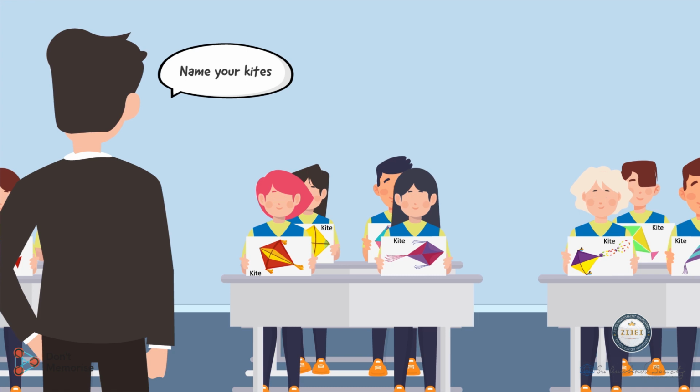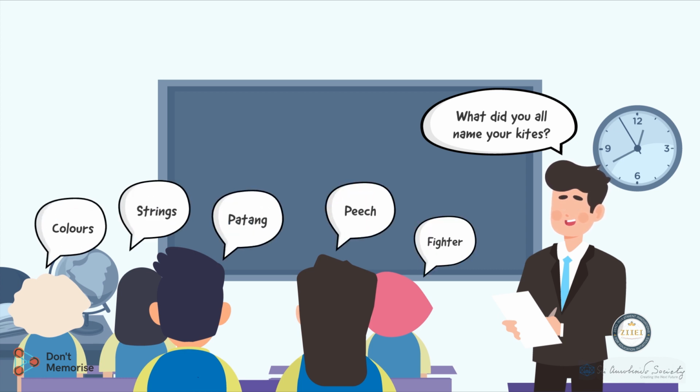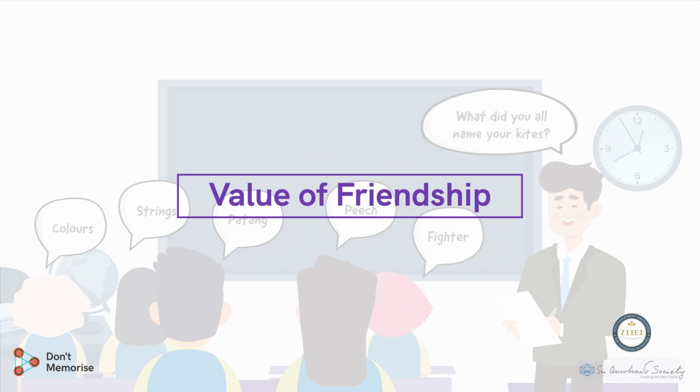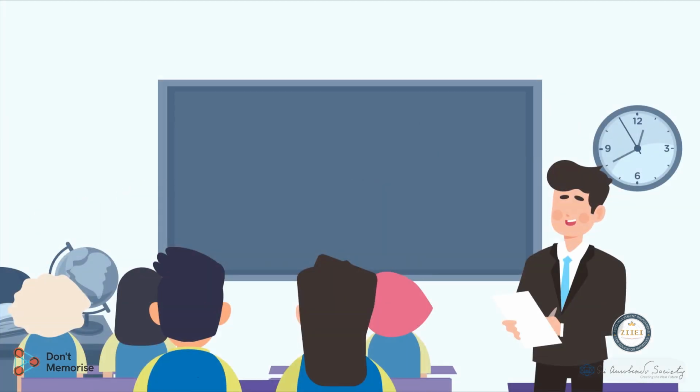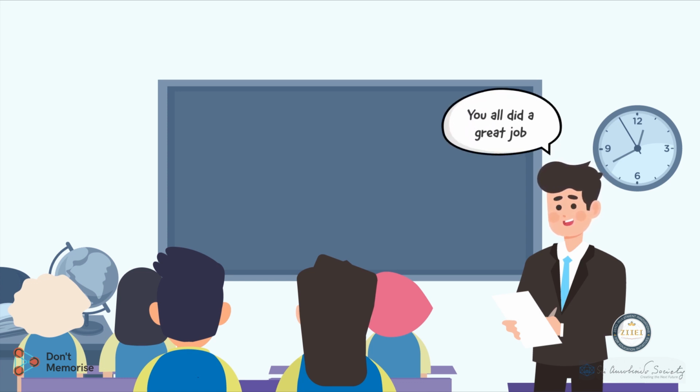Once the students have named their kites, tell them to share the names of their kites with the class. Accept all possible responses. This will inculcate the value of friendship towards people and objects in their surroundings. Conclude the discussion by appreciating the students for their efforts.